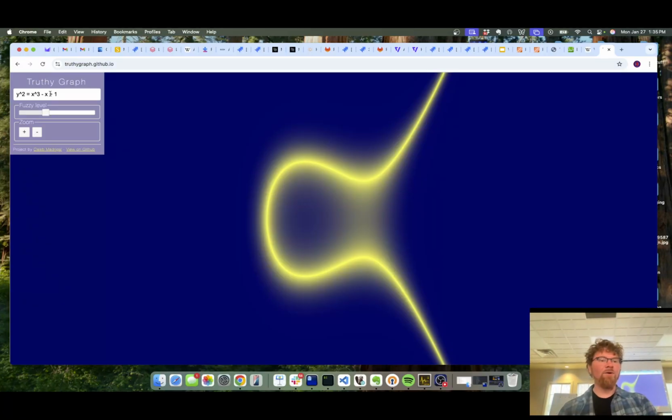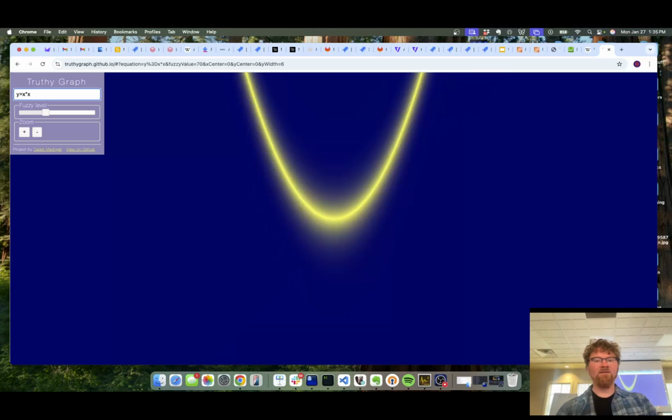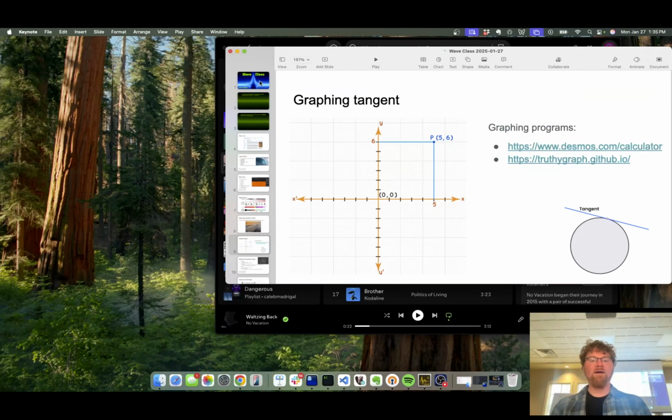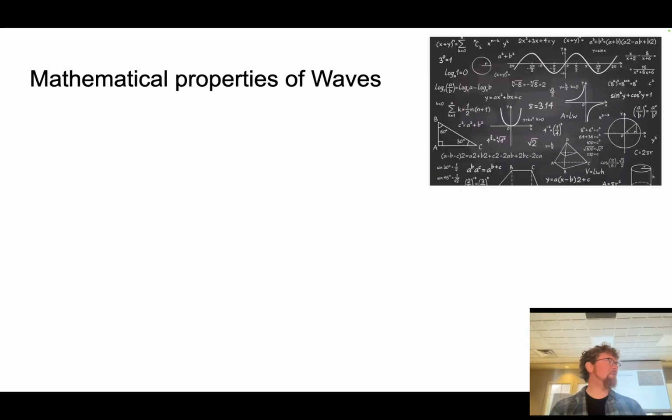There's another graphing program, y equals x times x. This is actually a program I made called TruThyGraph. It also has a fuzzy level. Yes, it's got a fuzzy level. This shows not just where the two sides are equal, but also close to equal. The fuzzy stuff is where it's not exactly equal, but it's close. It's called an error gradient. Anyway, back to the mathematical properties of waves.